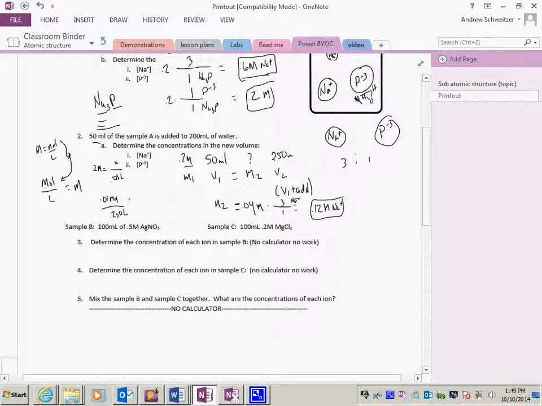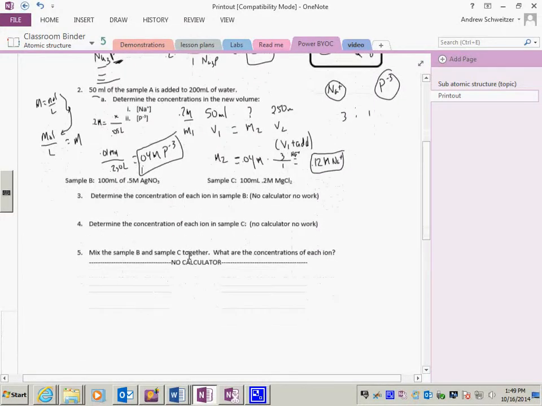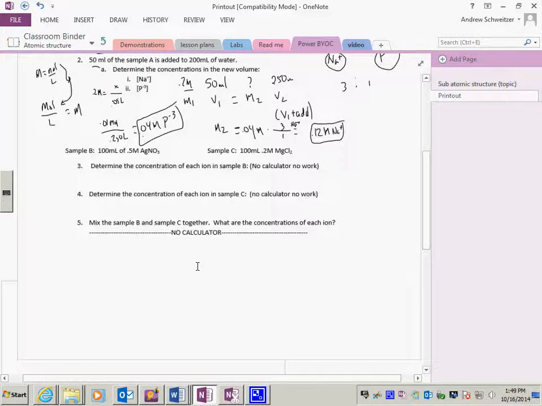is 0.04. 0.04, and that's the molarity of the sodium phosphide solution. But since there's one phosphorus for every solution, it is also the phosphide concentration. It's linearly proportional, a 1-to-1 ratio.